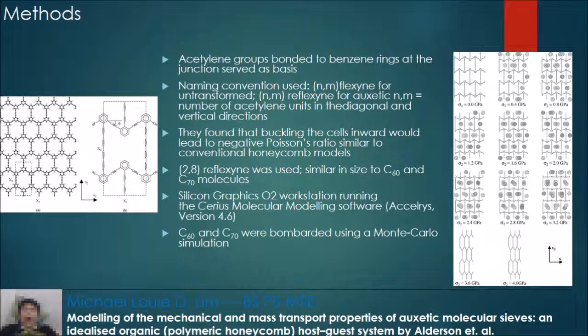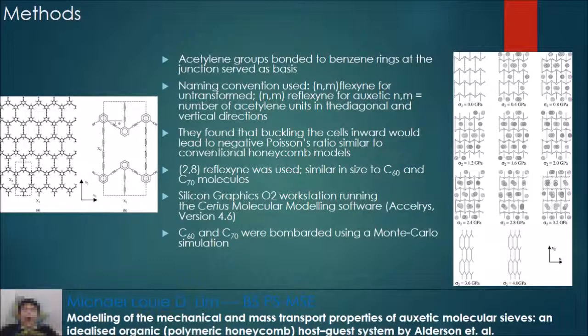In a journal published in Molecular Simulation, Journal of Experimental Nanoscience, entitled Modeling the Mechanical and Mass Transport Properties of Auxetic Molecular Sieves, an Idealized Organic Polymeric Honeycomb Host Guest System, Alderson and company tried to simulate the loading of buckyballs C60 and C70 into a polymeric array which is composed of acetylene molecules linked by benzene rings. The aim is to simulate the structure of conventional honeycomb structures at the molecular level.